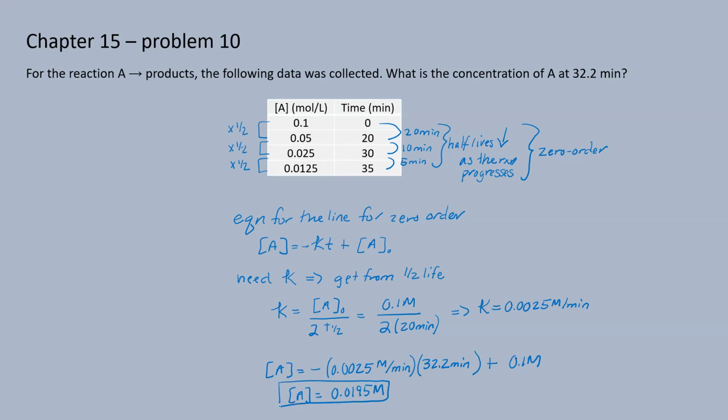Now, we want to ask ourselves, is that reasonable? So if we look, this value of A is somewhere in between 0.025 and 0.0125. And that makes sense because 32.2 minutes is somewhere in between 30 and 35 minutes. So that's the logical answer.